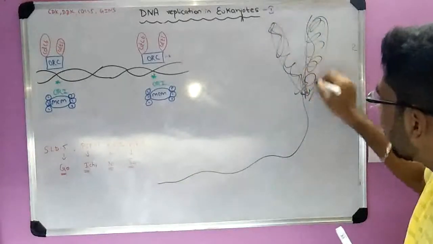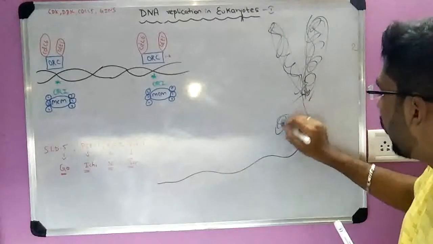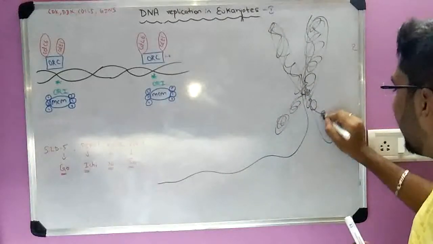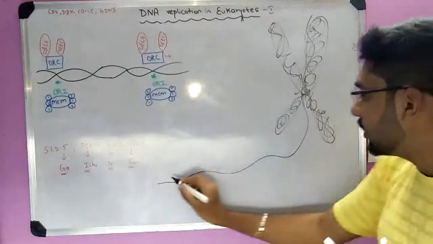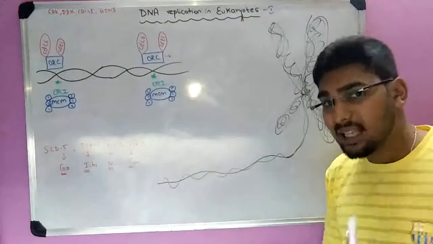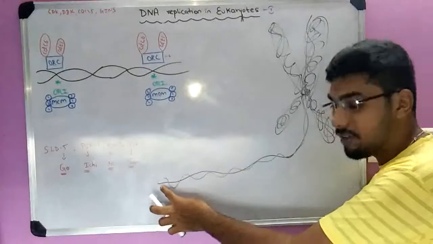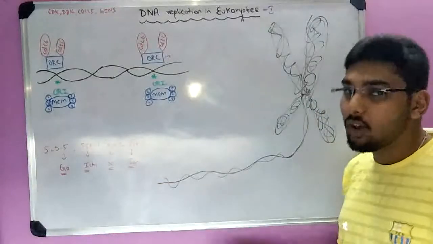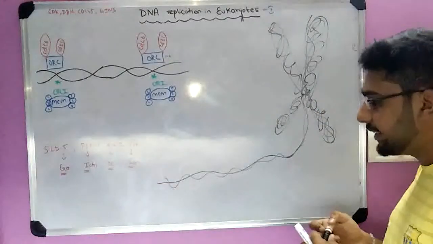I have just pulled out one thread of DNA. So this is a double-stranded DNA pulled out. So imagine if the replication is starting from here. Replication is nothing but the copying, not duplication process, as I said.